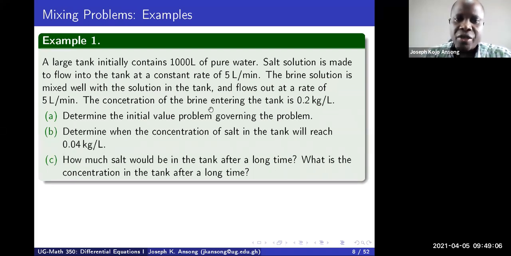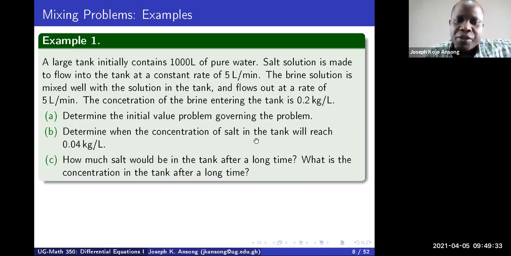The concentration of the brine, the salt solution, that is entering the tank is 0.2 kilograms per liter. Concentration is measured in amount per volume. So we know that the question is to determine the initial value problem governing the problem. The IVP for this question.